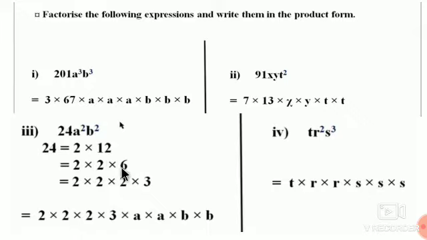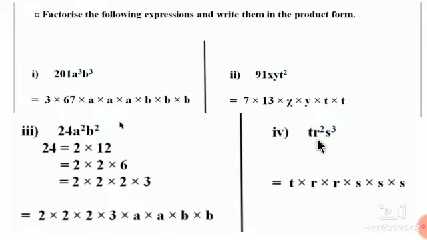So 2 multiplied by 6, 2s are 12. Again 6 is a composite number, so we will write the factors of 6 as 2 into 3. So we will get 2 into 2 into 2 into 3. You know how to factorize by the horizontal method and by the vertical method. You can factorize the numbers in rough and write the answers here. So 2 multiplied by 2 multiplied by 2 multiplied by 3 are the factors of 24. Write that first. Then the variables: a square means a 2 times, b square means b 2 times.